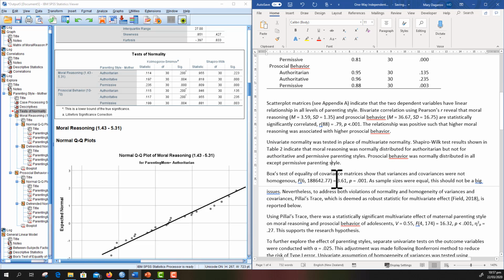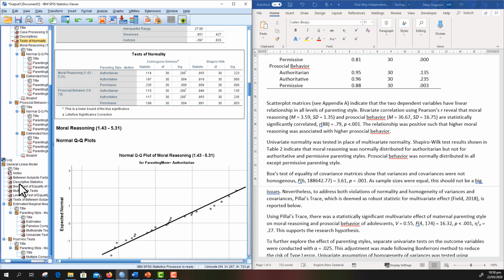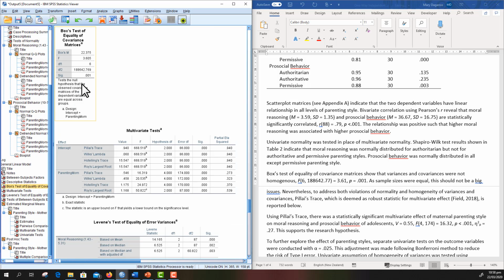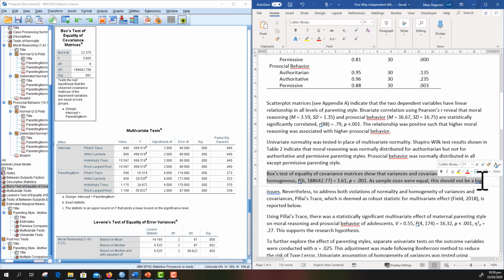And then we proceed with the assumption of homogeneity of variances and covariances, also known as homogeneity or equality of covariance matrices. And that is shown on this table. So Box's test of equality of covariance matrices shows that the variances and covariances were not homogeneous.